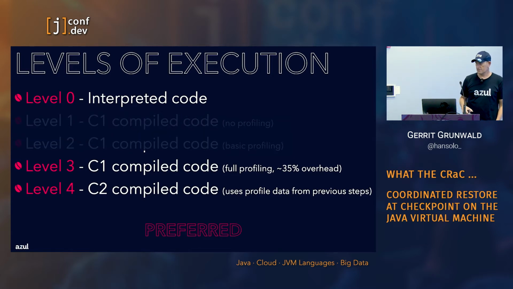The default that is used in the current tiered compilation is this. If it's possible, then it will be interpreted code, then C1 including the profile information, and then level 4 for the C2 compiler. There are different transitions between these levels. It depends on all kinds of things, but this is the preferred way of doing it.